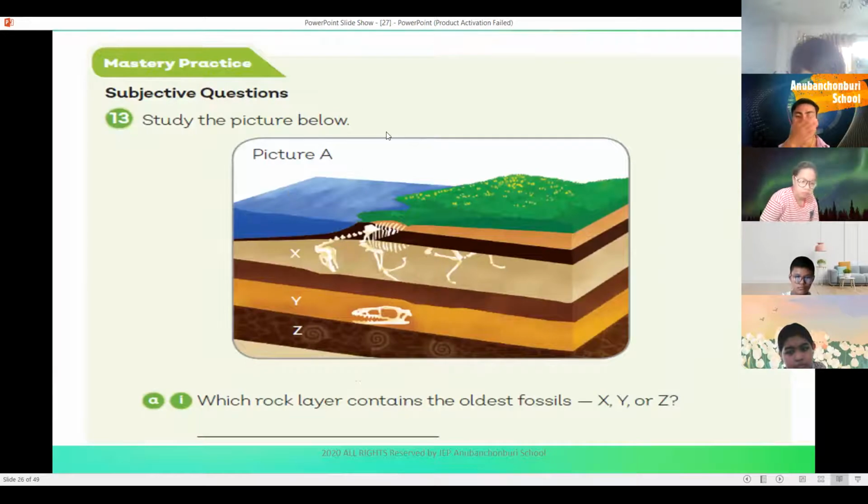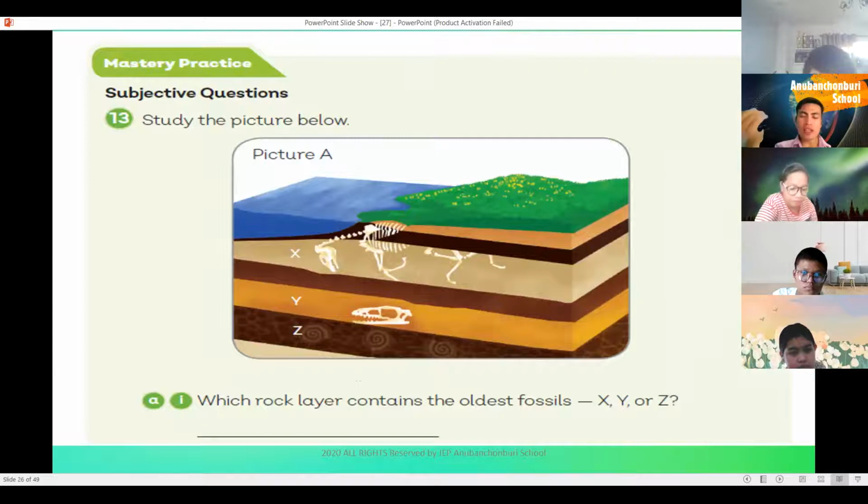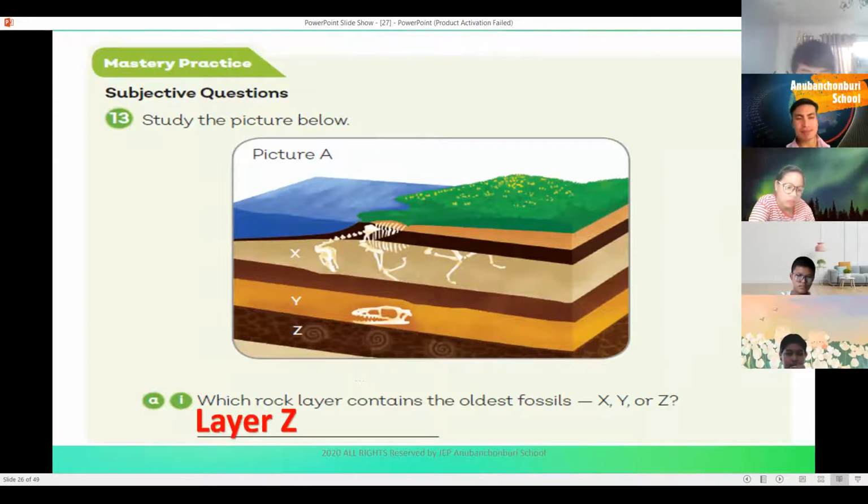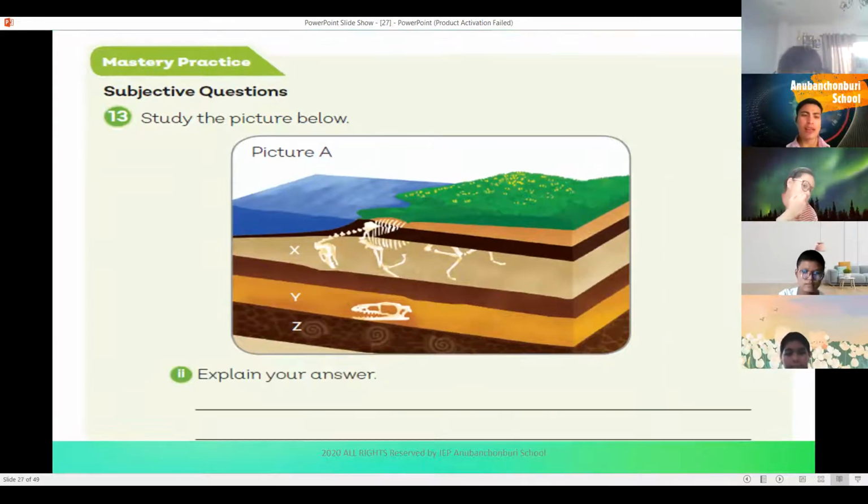Study the picture below. Which rock layer contains the oldest fossil, X, Y, or Z? Z. Okay, easy, right? Now, let's proceed here. Explain your answer.